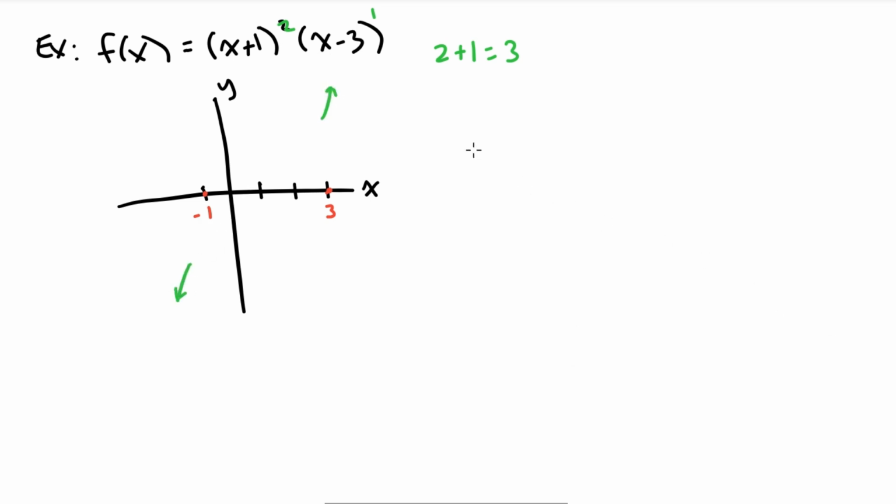Then we take the individual exponents of every factor. x + 1 has an exponent of 2, and x - 3 has an exponent of 1. And according to the bounce cross method, if the exponent is even, the graph will show a bounce. And if the exponent is odd, the graph will show a cross. This will make more sense once I actually draw on the graph.